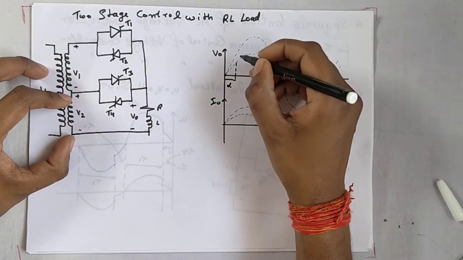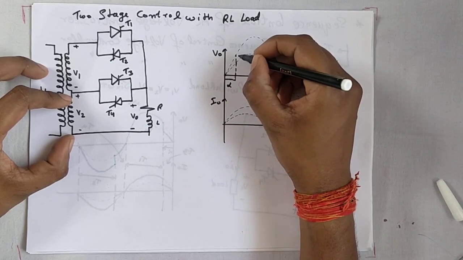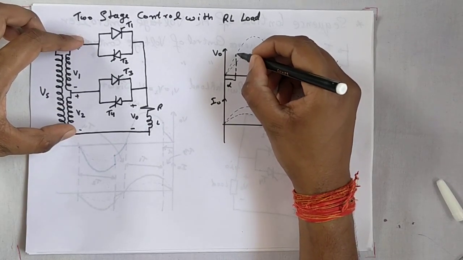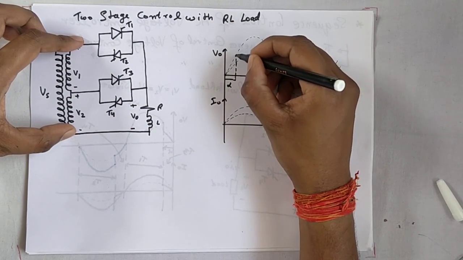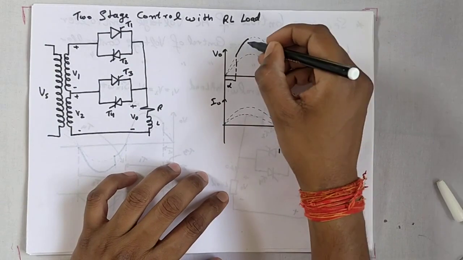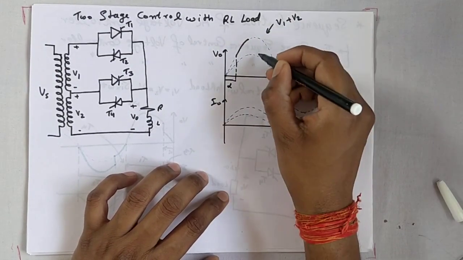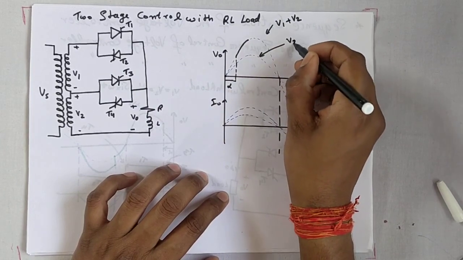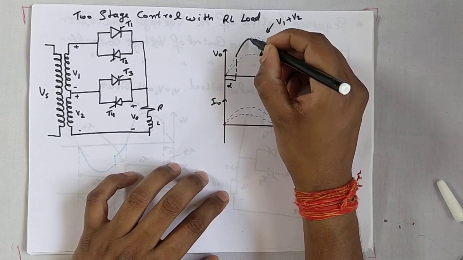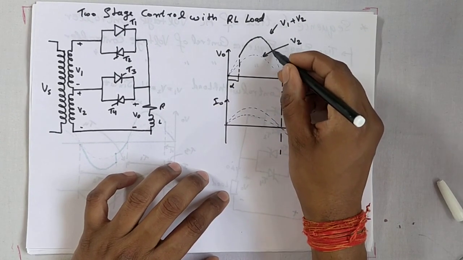Okay. After that, when we turn on at an angle alpha, which thyristor can we turn on? T1. Then the output voltage will be V1 plus V2. This one is V1 plus V2, and this one is V2 only. When you trigger T1 at an angle alpha, the output voltage will be V1 plus V2.